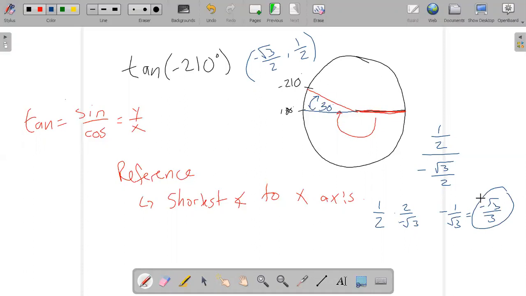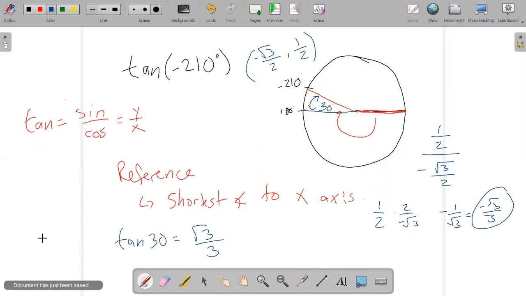Now that being said, you could do the same exact thing using the reference angle. You could do the same exact thing by doing tangent of 30. But the tangent of 30, you're going to find out, is the square root of 3 over 3. It's going to end up being positive. That's because the tangent of 30 is not in the right quadrant.